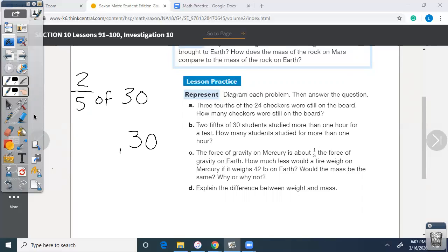We have 30 here, and then we are dividing it into fifths. So we're going to divide by 5. Okay, 5 goes into 30 how many times? Again, it's one of your facts. The answer is 6. Okay, so 1/5 is 6 students, but we don't want 1/5, right? We want 2/5. So we're going to do 6 plus 6, or 6 times 2, which is 12. So 12 students studied for more than 1 hour. I hope you're one of the 12.